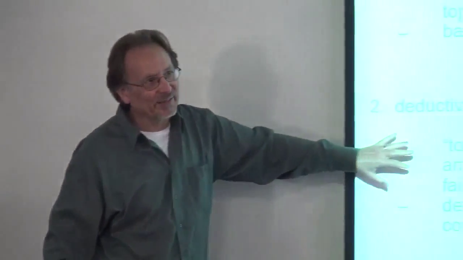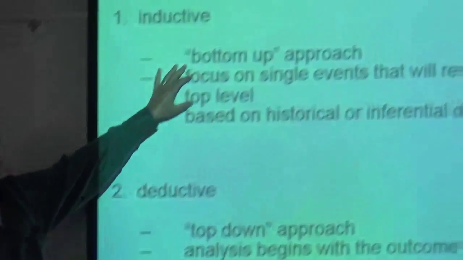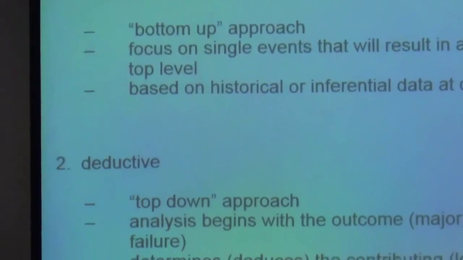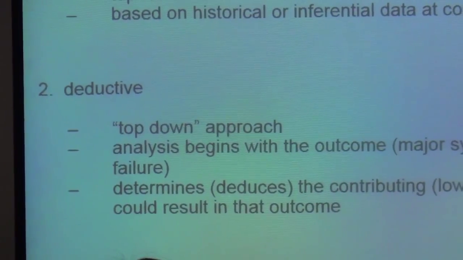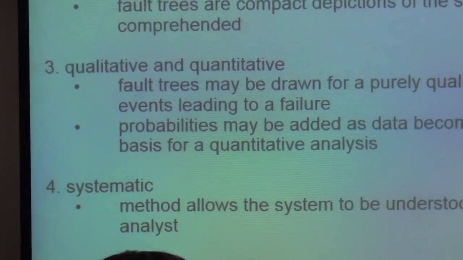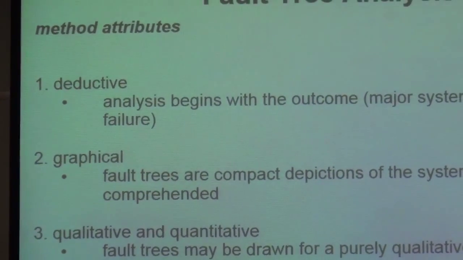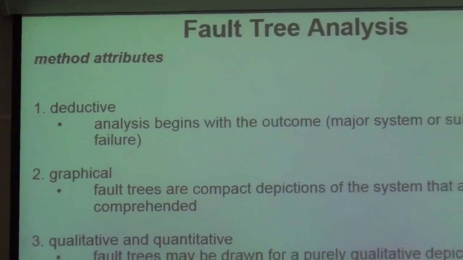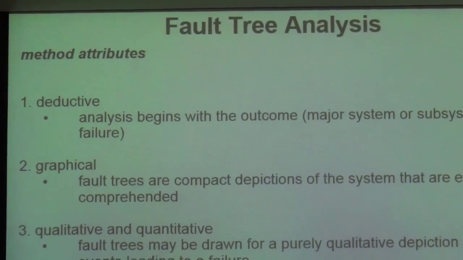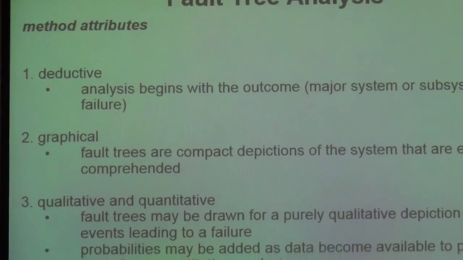So we can generally classify our approaches as inductive or deductive. Fault tree analysis is the classic deductive. FMEA is the classic inductive. Okay, and that's why we'll talk about those two first. So let's talk about fault tree first. It is deductive because we start with the outcome. So what is the failure that we want to analyze?